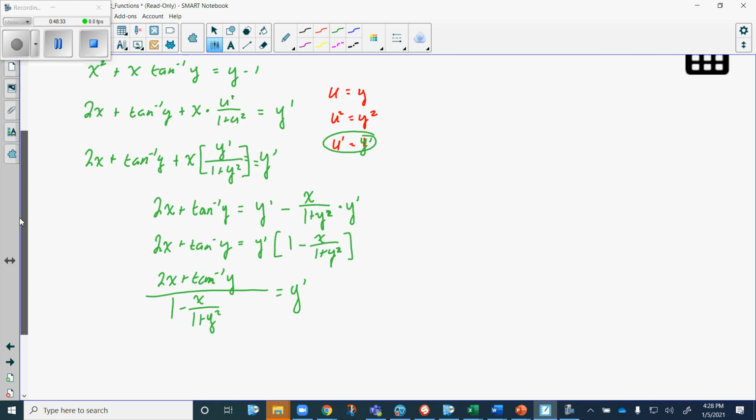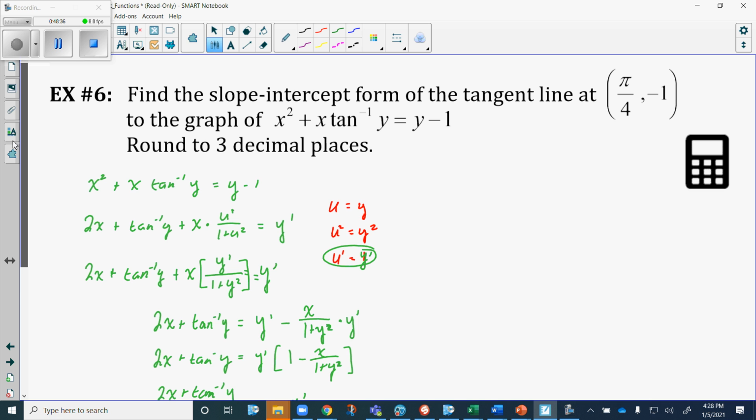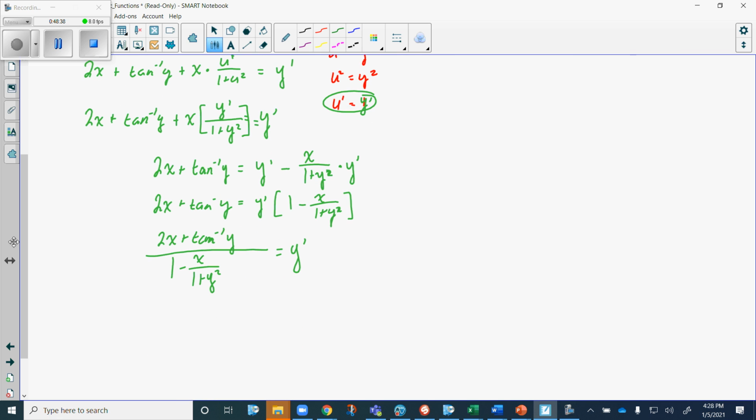So now we need to take the value that was given to us of pi over 4 and plug that into the function there. I'm not going to write it all down. We're going to just take pi over 4 and plug it in for the x value, and take the negative 1 and plug it in for the y value. And when you do, on my calculator, I got, rounded to 3 decimal places, 1.293 to be approximately equal to dy/dx. So that's the slope.